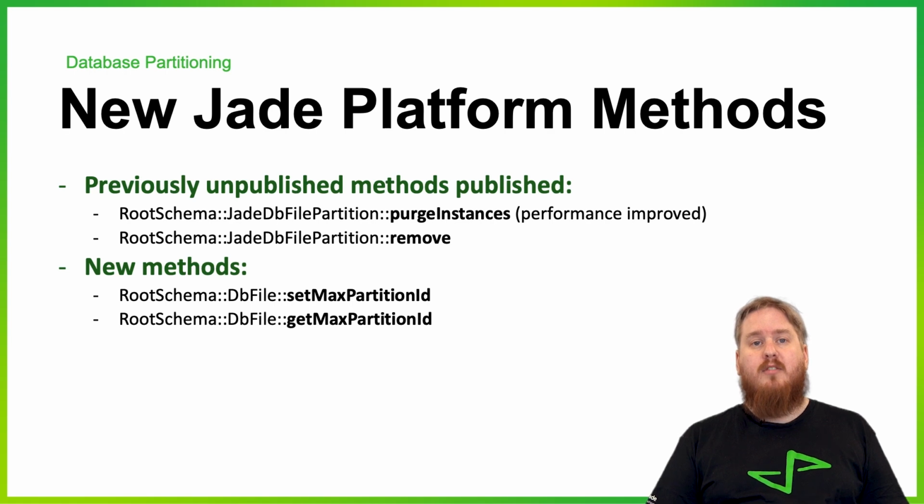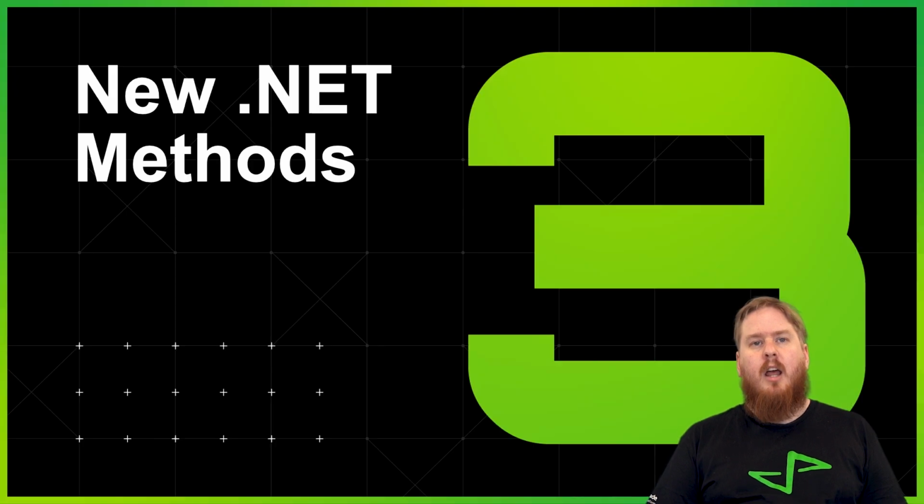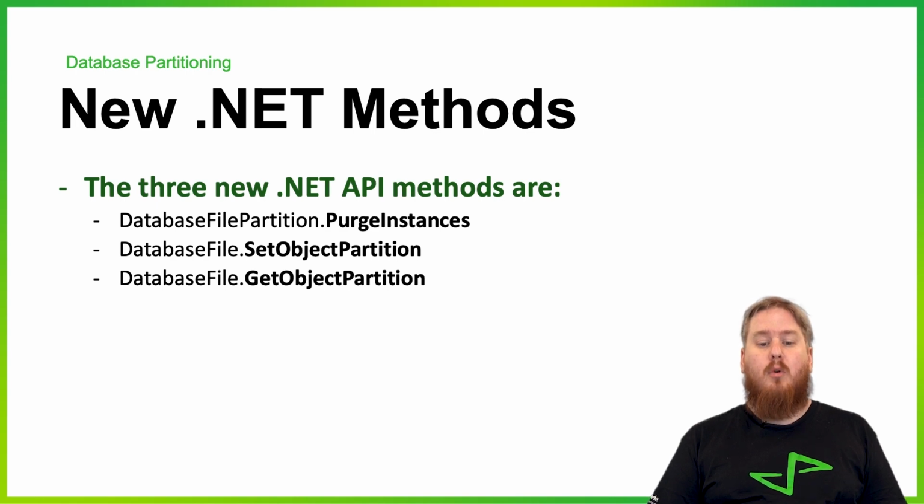Now, we also have some brand new methods for you as well. These are on DB file class, and they are get max partition ID and set max partition ID. We've also added some new .NET methods. Three of these are, first of all, on database file partition, we've added the purge instances method, and then on database file class, we've added two new methods, get and set object partition.